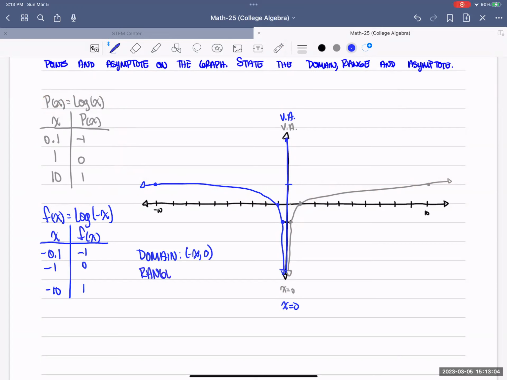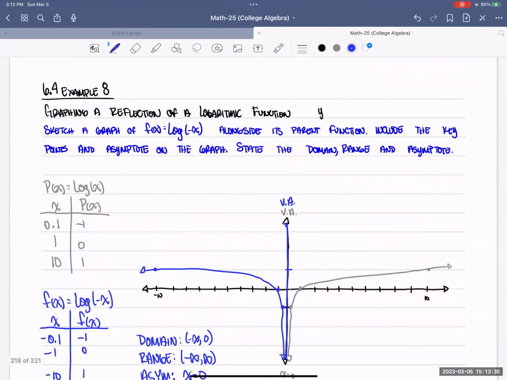Our range for logarithmic functions is always going to be all real numbers, or from -infinity to infinity. And lastly, our asymptote comes from whatever we get when we set our inside equal to 0, and that's going to be x equals 0. And that's it. Pretty cool, if you ask me.